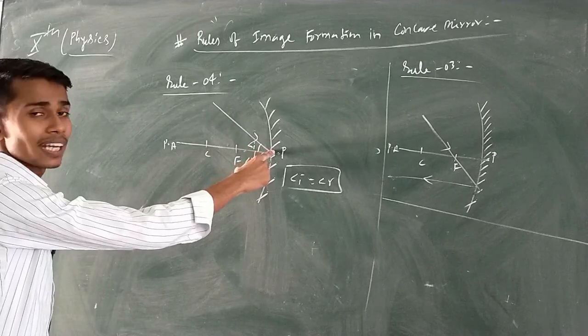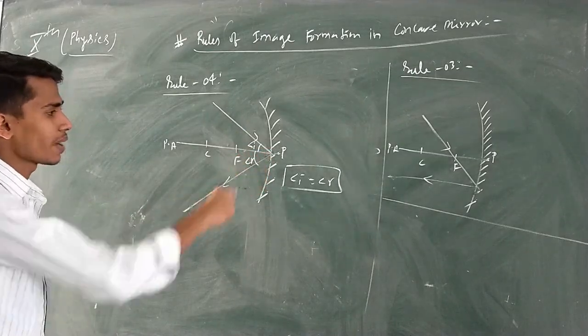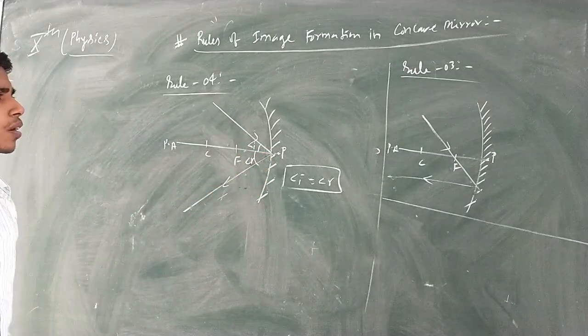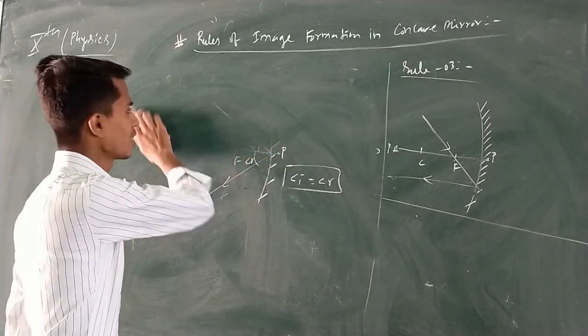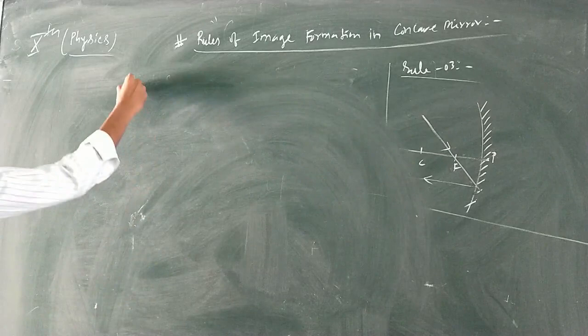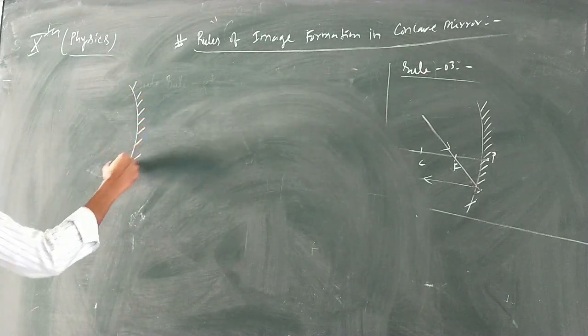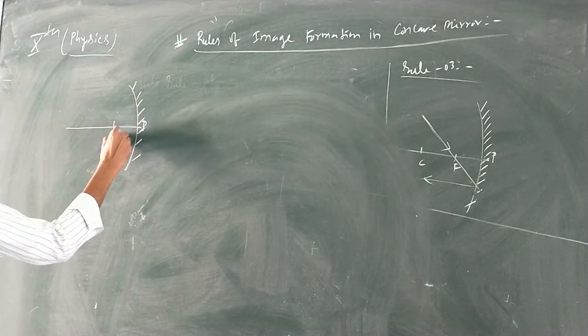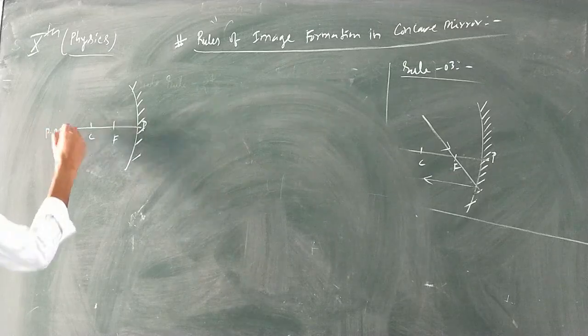A ray of light incident at the pole of a concave mirror returns back making the same angle with the principal axis. These are the 4 laws of image formation in a concave mirror. I am concluding. I am briefing this concept again. Consider here, suppose this to be a concave mirror. This is the pole, this is the focus, this is the center of curvature, and this line is representing the principal axis.